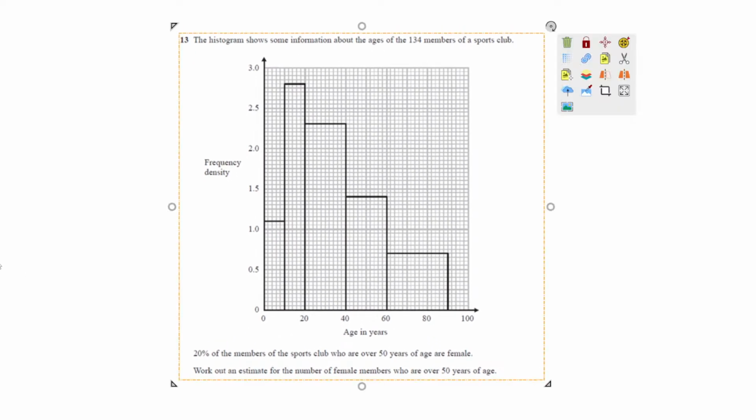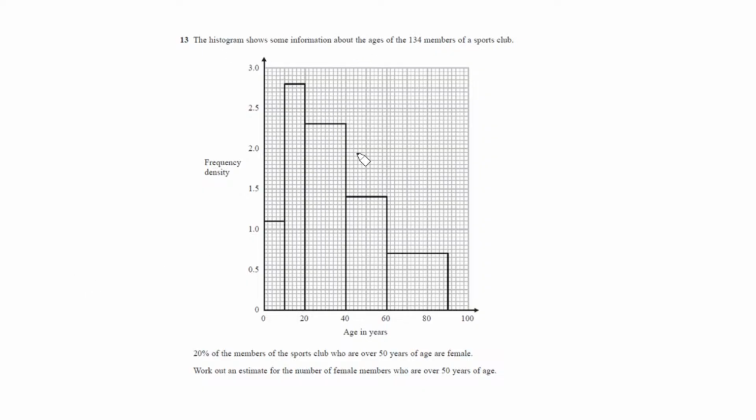So you can use a calculator. Okay, so in this case, they've obviously drawn the histogram for you. The histogram shows information about the ages of 134 members of a sports club. So you know the whole thing would add up in terms of a frequency to 134.